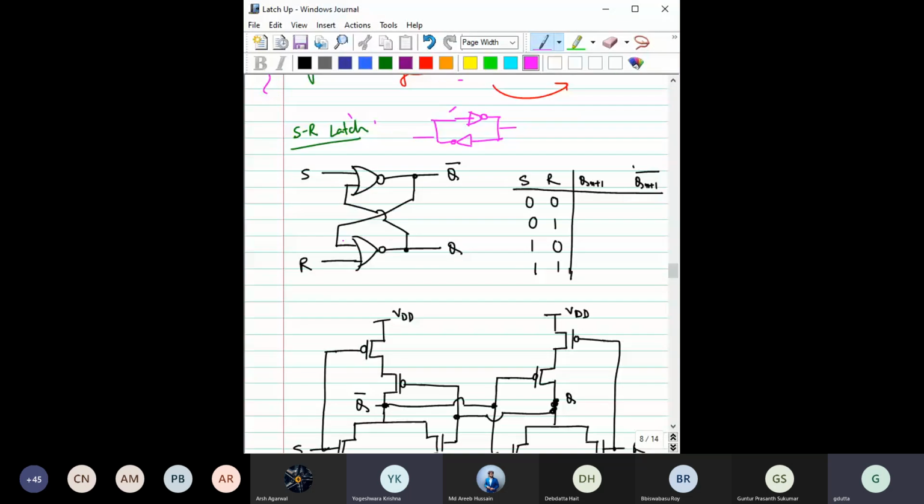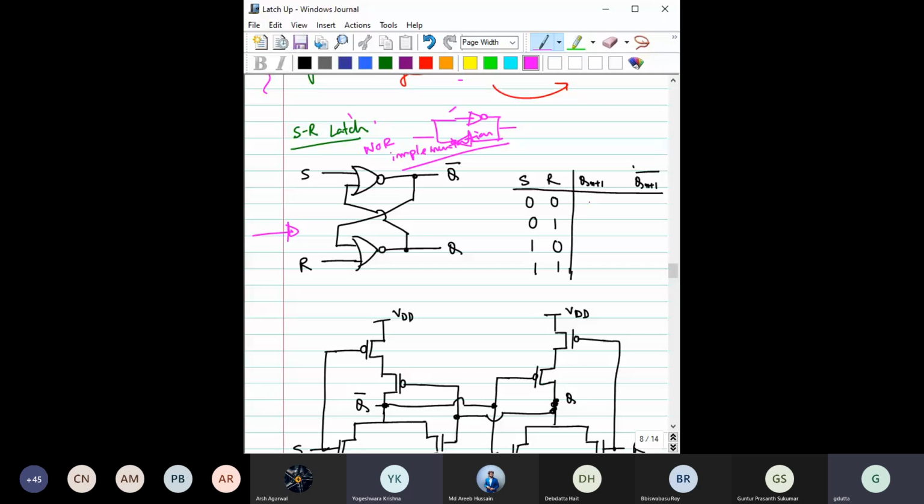This SR latch can be implemented by a NOR gate. It can also be implemented by a NAND gate. Suppose we are implementing it using a NOR gate. So it is the NOR implementation. If you are implementing using a NOR gate, then the circuit would look like this. Do you agree or disagree with me? This is the SR latch.